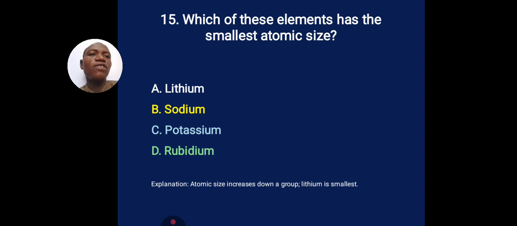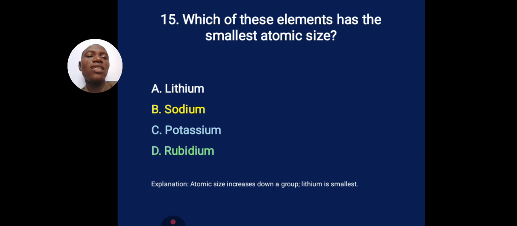Okay, question 15. We are halfway already. We have 30 questions in total. Which of these elements have the smallest atomic size? Now, the atomic size is determined by the number of electrons, that's the atomic number. So in this case, lithium we know is number 3, sodium 11, potassium number 19. Rubidium is far down in the periodic table, having a high atomic number.